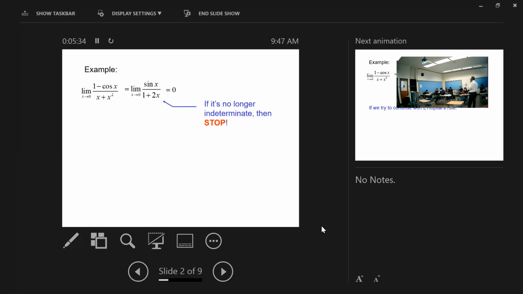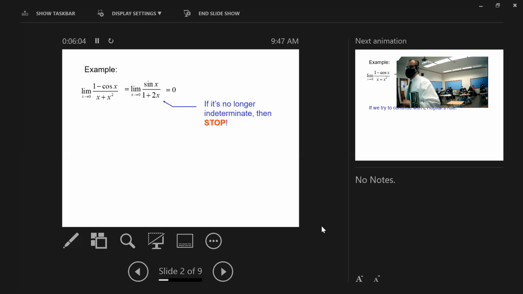You gotta be careful because of this. L'Hopital is like sunscreen. You can reapply it. But you gotta be careful, because you can only reapply it if you still get 0 over 0, or infinity over infinity. So this is telling you better stop.